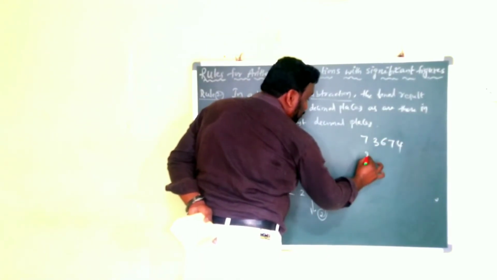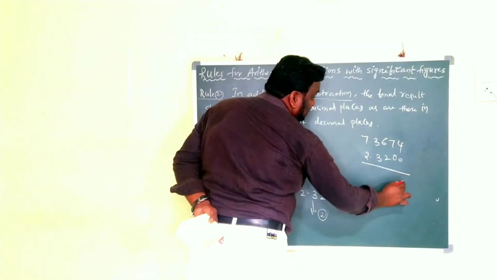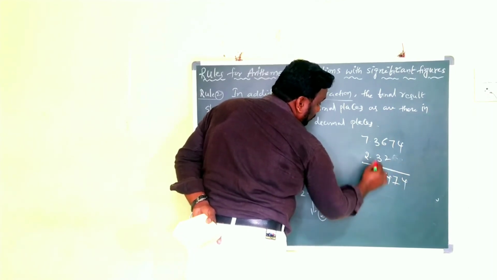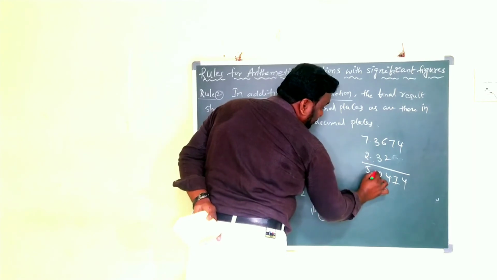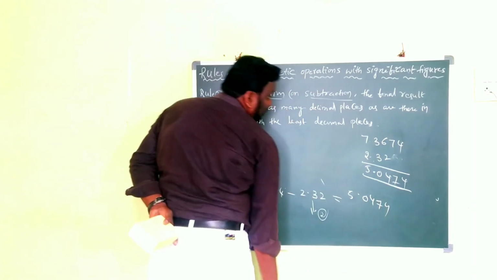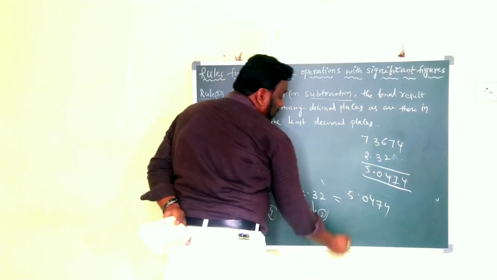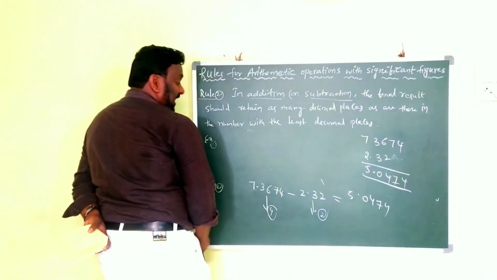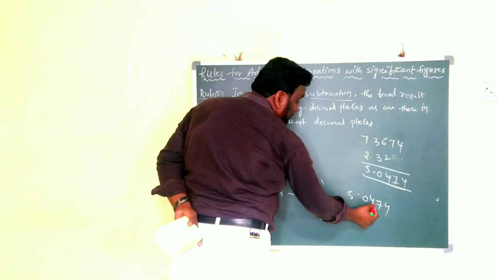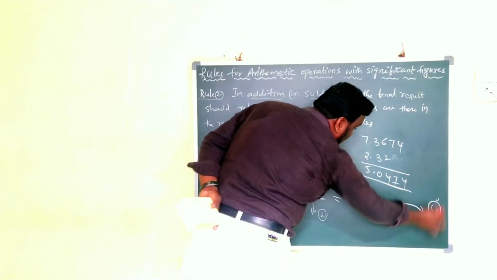7.3674 minus 2.32. It means nothing but zeros here. 4, 7, 6 minus 2, 4, 3 minus 3, 0, 7 minus 2, 5. So we get 5.0474. Again you have to check how many decimal places there are. 1, 2, 3, 4. Here the answer has 4 decimal places.